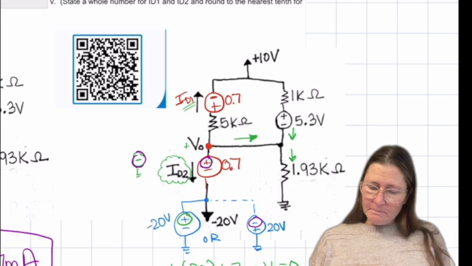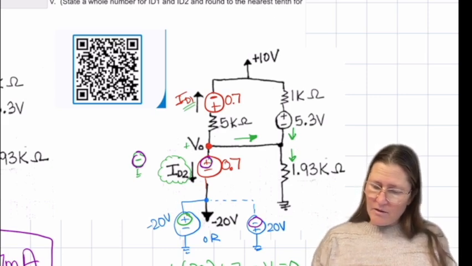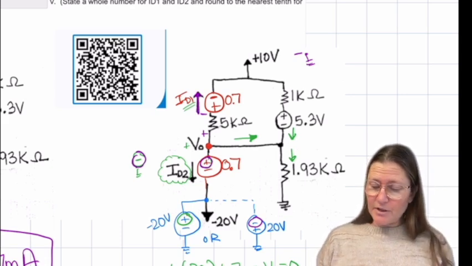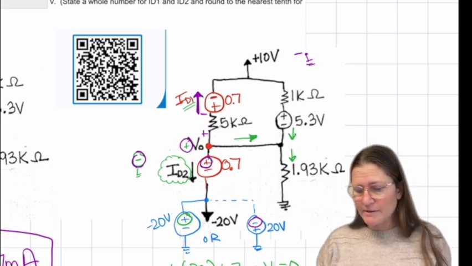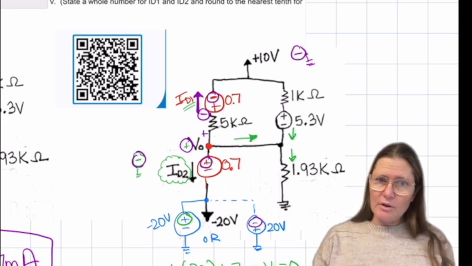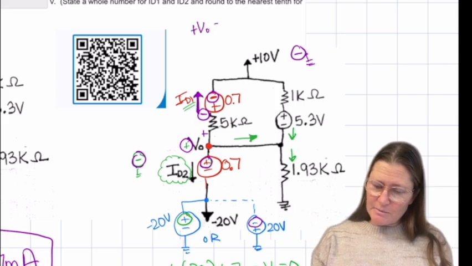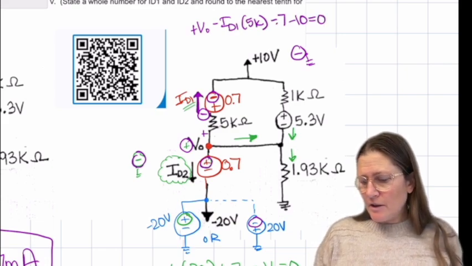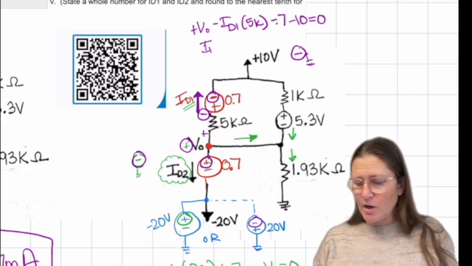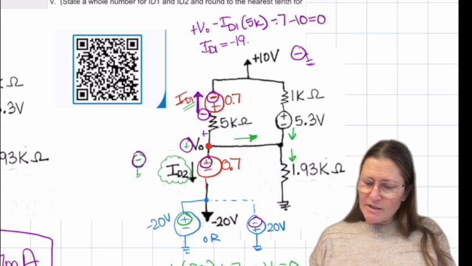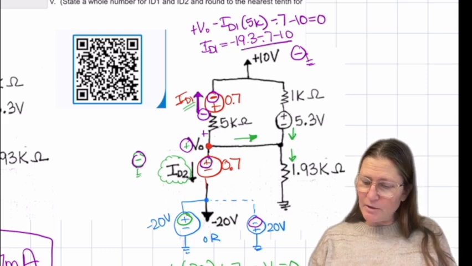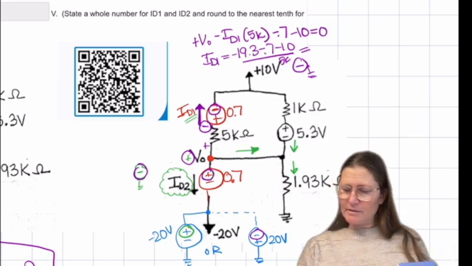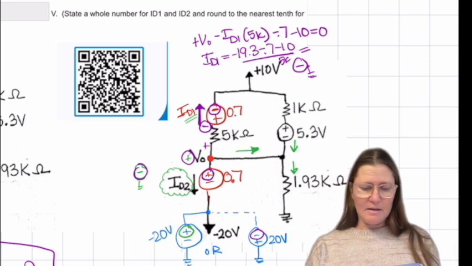To find ID1, this is going to be plus to minus due to the direction of the defined current direction here. And so I'm going to have a plus, minus, minus, minus. So plus V naught minus ID1 times 5K minus 0.7 minus 10. And we know V naught is minus 19.3, so solving this for ID1, we get minus 19.3 minus 0.7 minus 10 all over 5K, which is, I think, minus 6. So what is that? 2.3.